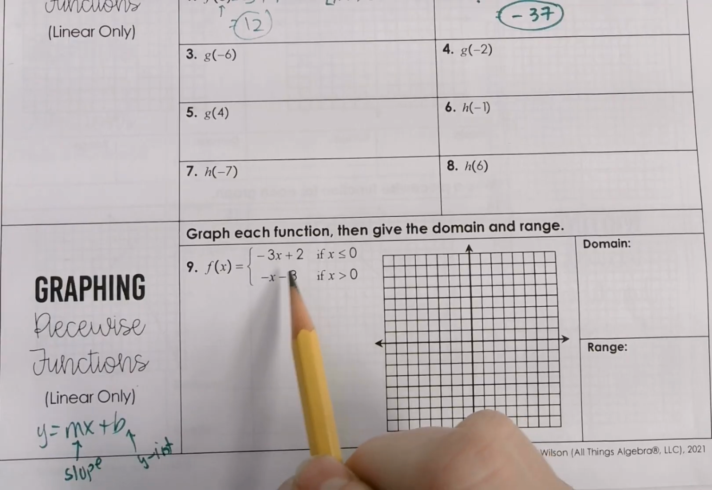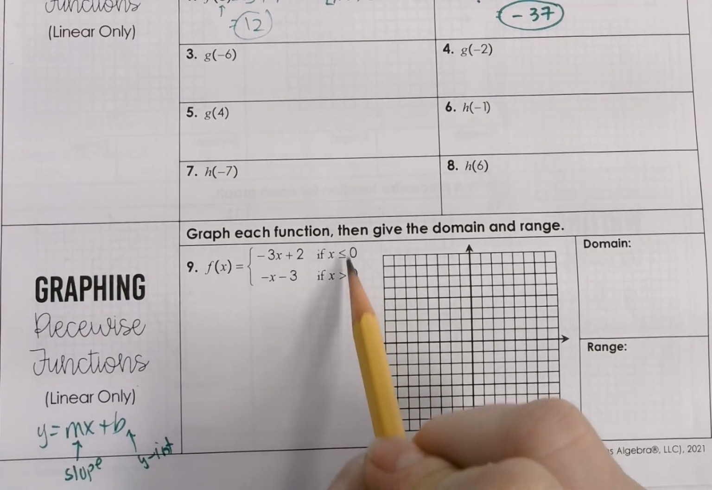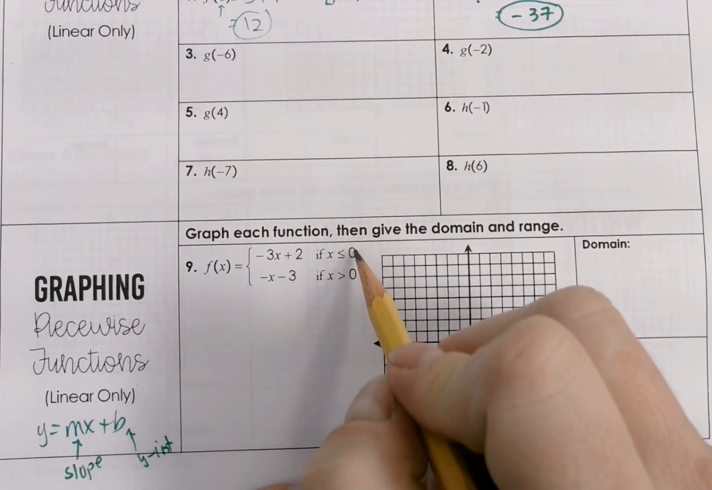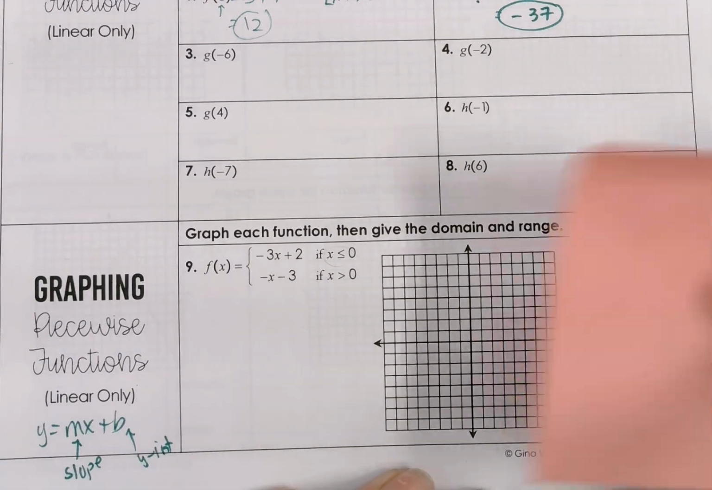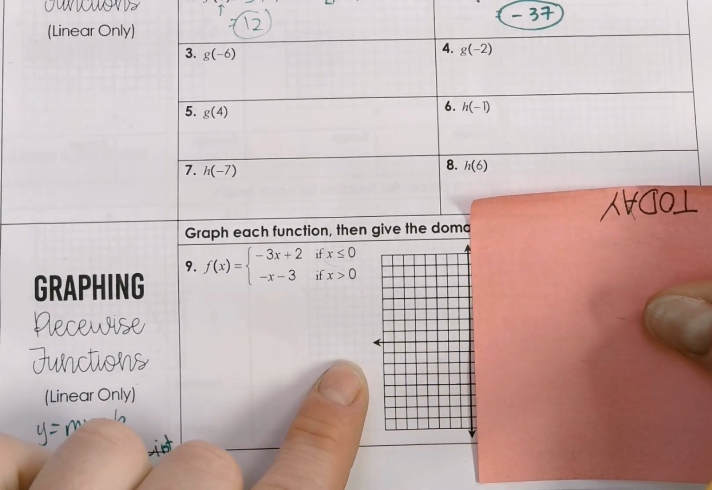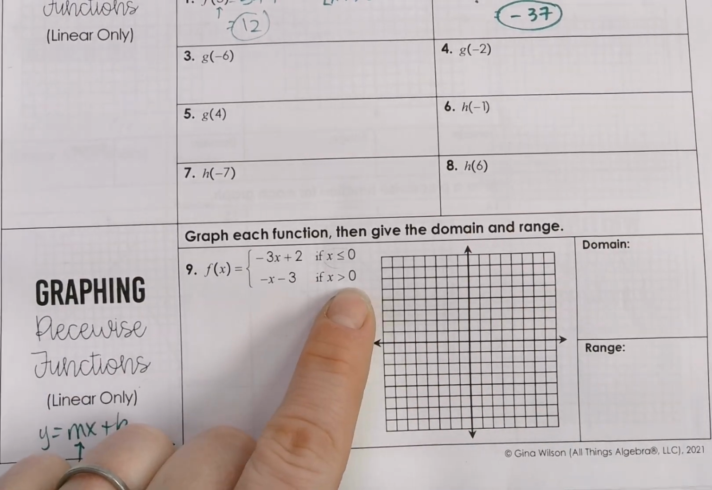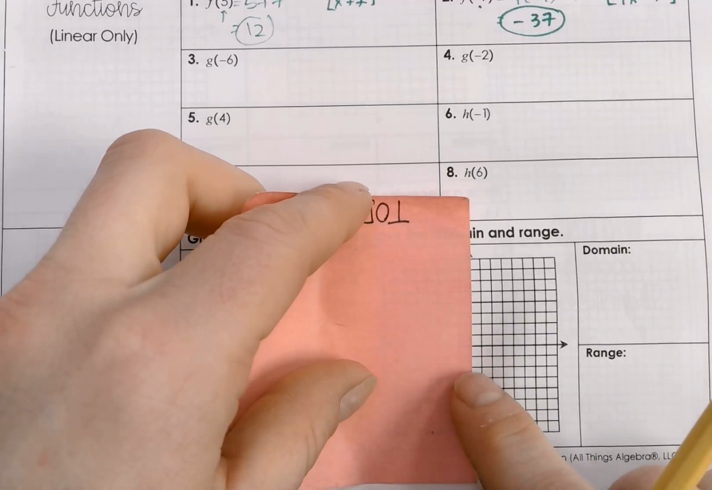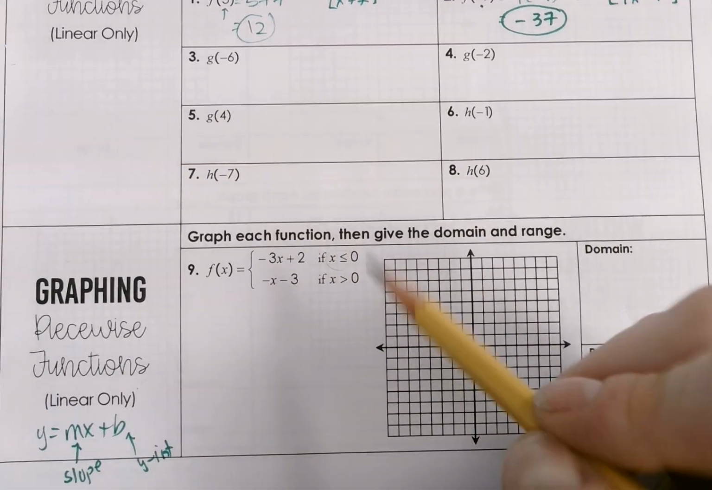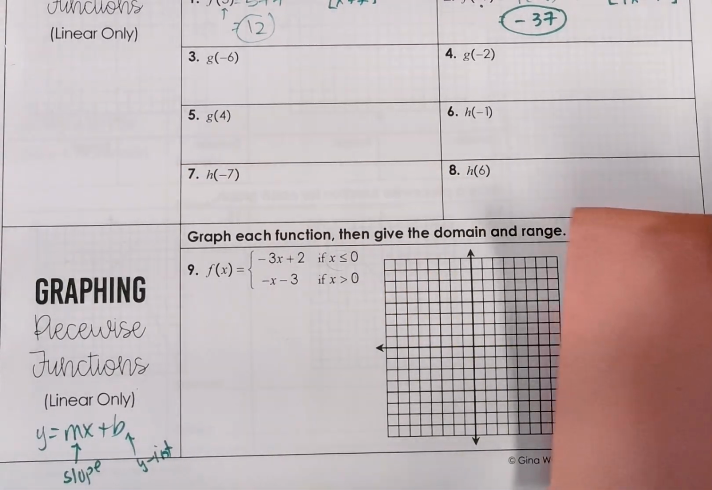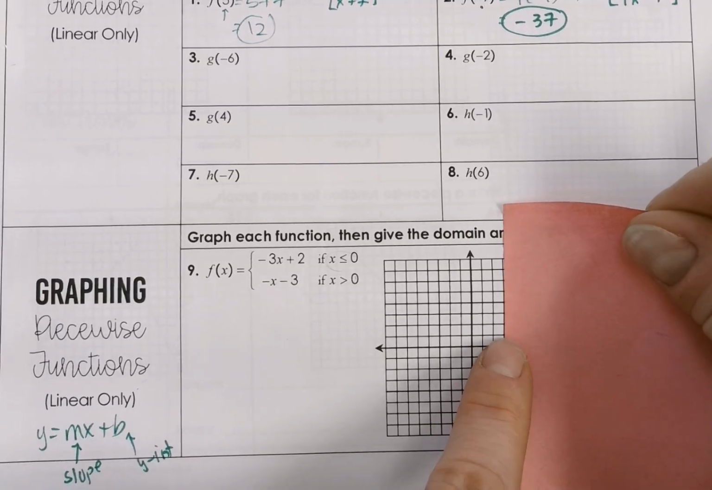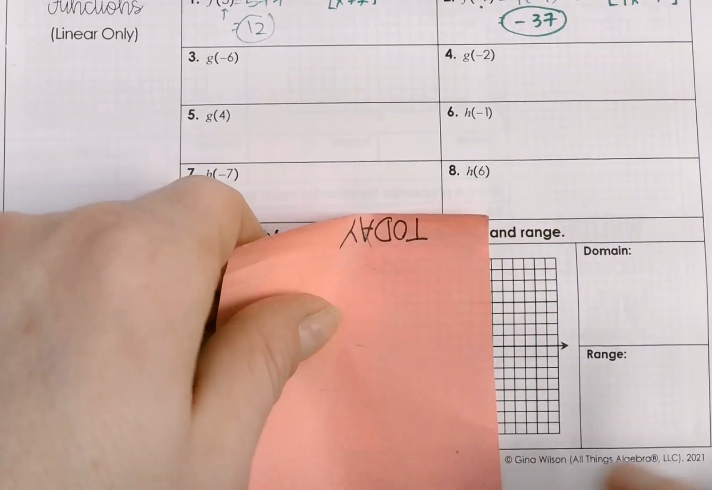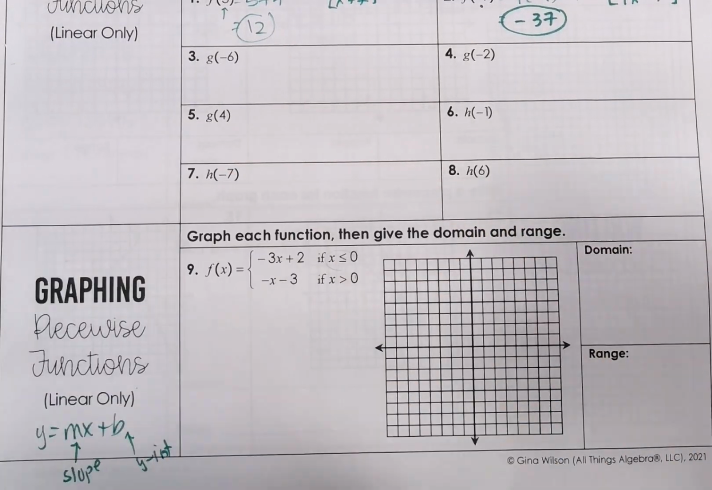So I have two equations with different domains. One of them is where x is less than or equal to 0, so that's going to be this half of the graph. The other one is going to be x is greater than 0, that's going to be this half of the graph. And keep in mind, sometimes it's not 0, sometimes it's going to be x is less than or equal to 3, and x is greater than 3 or something, right?